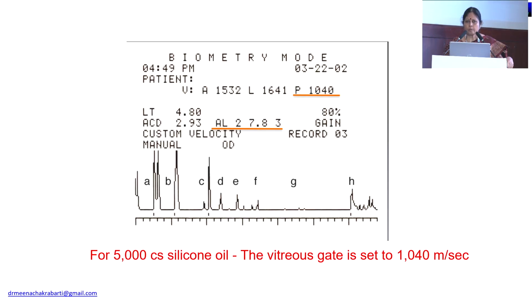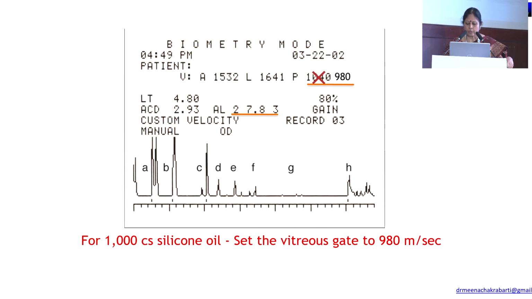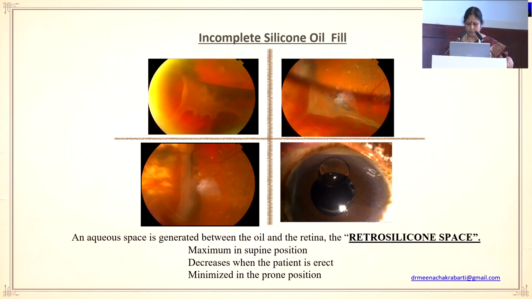But if you have the option of setting the velocity gates in your machine, then you can set the velocity gates to 1040 meters per second if you're using 5,000 centistokes of silicone oil, or if you're using 1,000, it can be set at 980 meters per second. However, when a patient comes in from somewhere, we are not aware whether the silicone oil in the eye is 1,000, 1,300, or 5,000 centistokes, so there is still a margin for error.